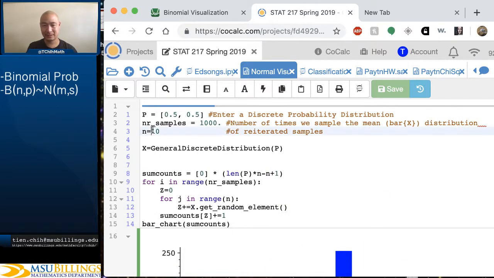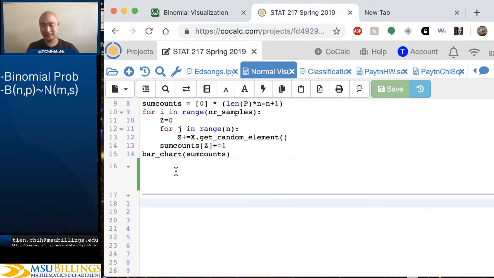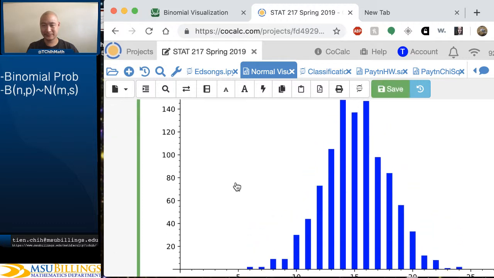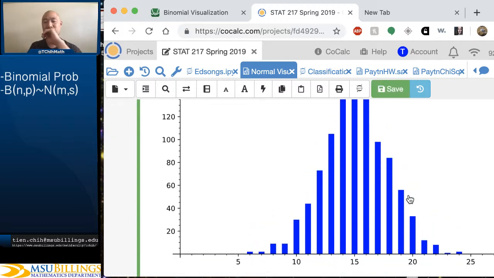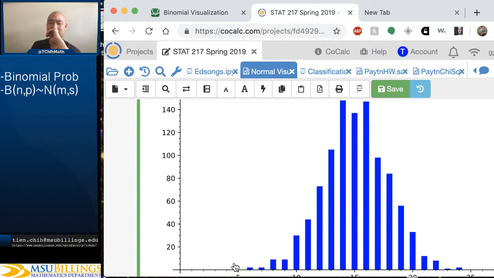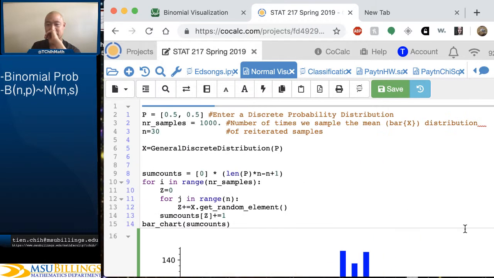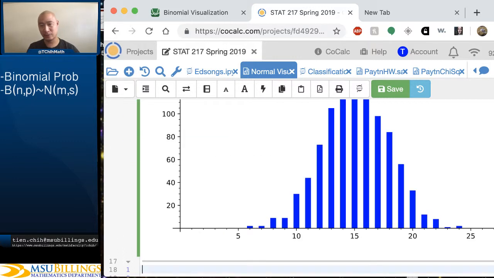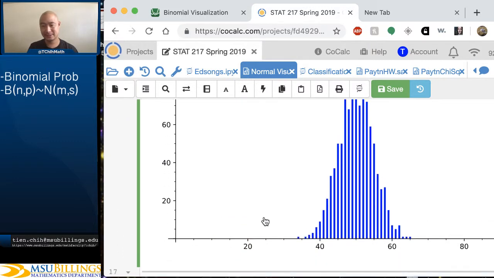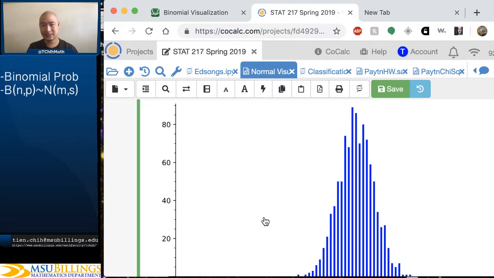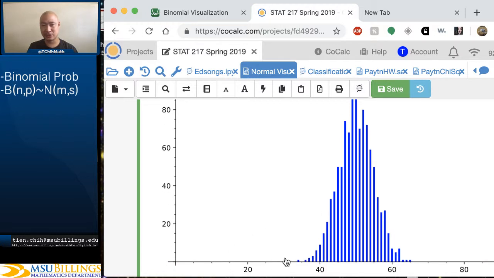Right? Well, if I flip 30 coins, then I get a distribution that looks something like this, right? And doesn't this start to look fairly normal? And so if I were to flip 100 coins, right, we get a distribution that almost looks exactly normal, doesn't it?